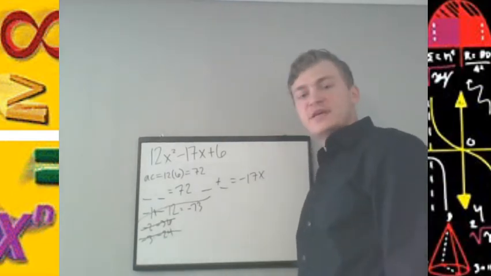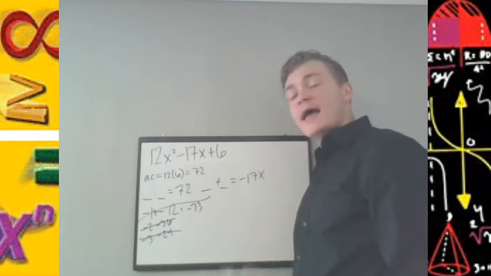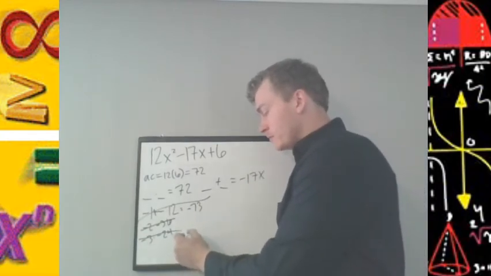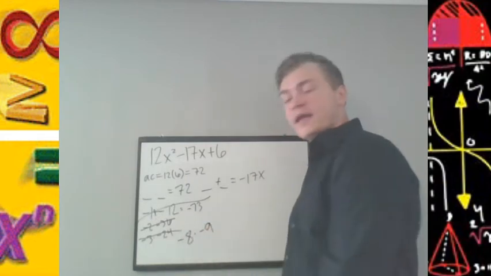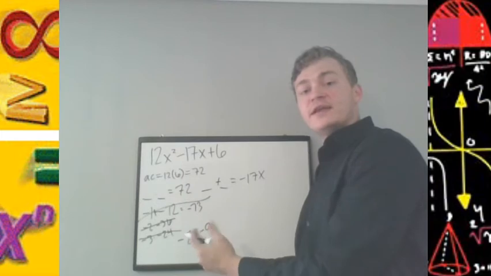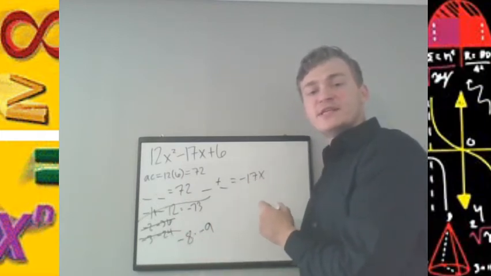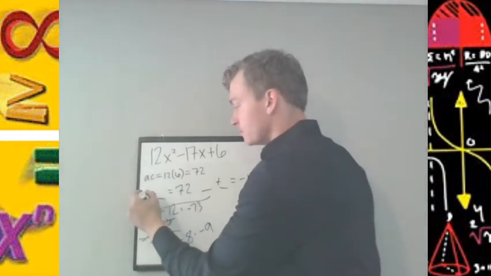What about 7? 7 doesn't work. 7 times 10 and 7 times 11 is not 72. 8 times 9, however, negative 8 multiplied negative 9 is positive 72. Negative 8 combined with negative 9 is negative 17. So we found our integers.